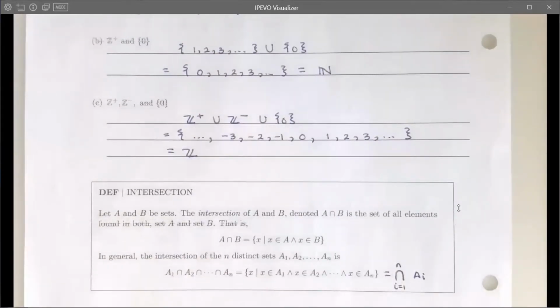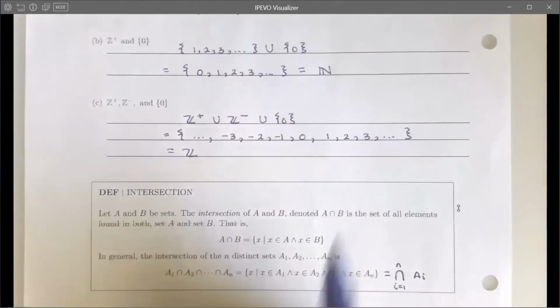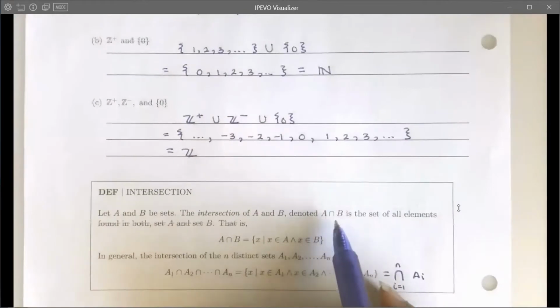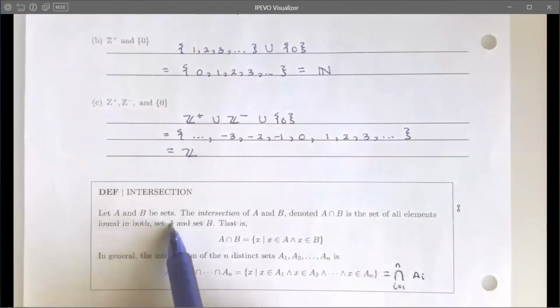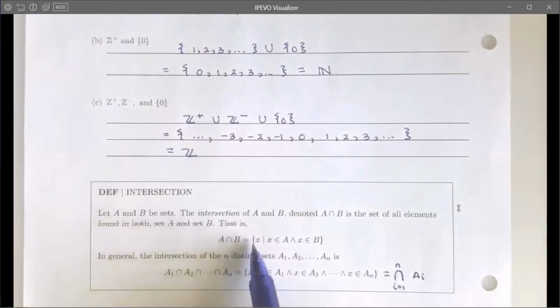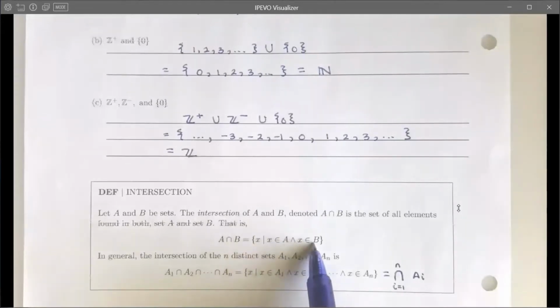Another operation that we can have for sets is intersection. So if you have 2 sets A and B, the intersection, which is denoted by this symbol, it looks like a U that has been flipped, is the set of all elements that are found in both set A and set B. That is, the intersection of A and B is all elements x such that x is in A and x is in B.